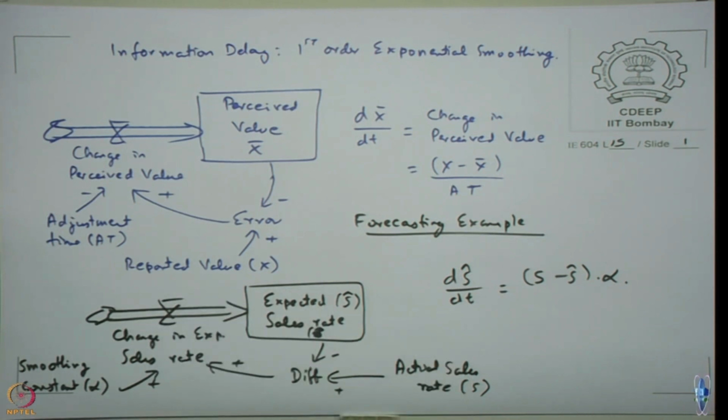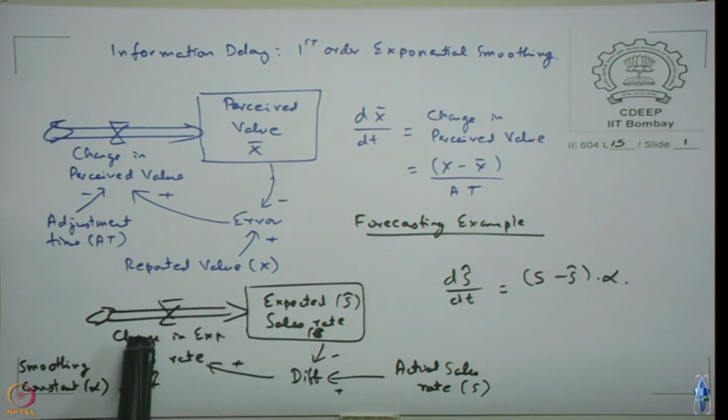Initially S and S hat are equal at 100. Now if S became 120, then 100 minus 120, there is a difference of 20 units. So I have to adjust for 20 units. My expected sales rate has to increase towards the actual sales rate. So this is the actual information that is happening, and this is what I expect it to be. I want it to become as close to the actual sales as possible.